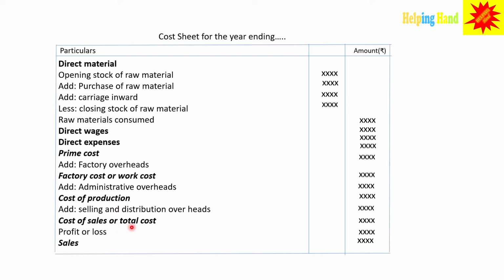Once we record this amount, when we add this to cost of production, we arrive at cost of sales or total cost. So this is usually called total cost itself. The other name given to it is cost of sales. So this is the ascertainment of the cost.